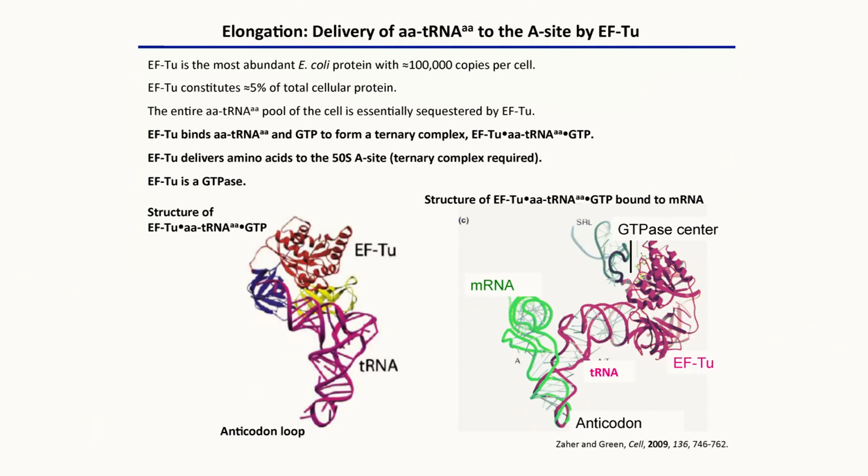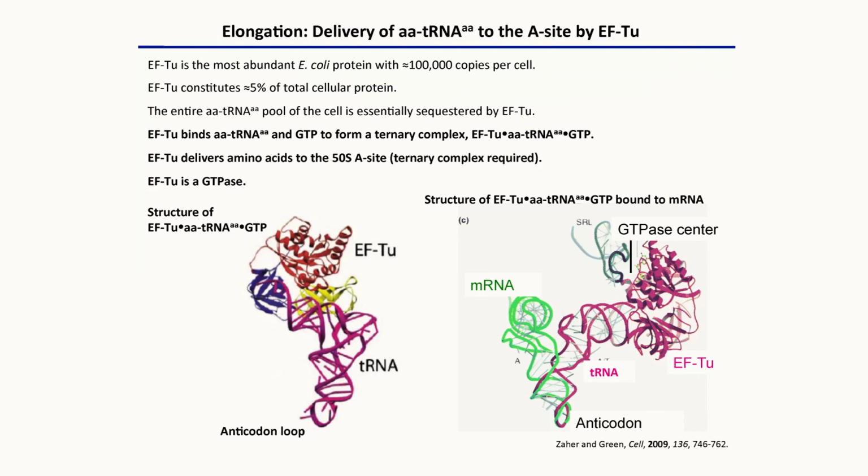So here is a depiction of the structure of a ternary complex. What we see is that we have a tRNA here, and here we have EF-Tu bound to the tRNA. So here's the anticodon loop. If we consider this structure of the ternary complex bound to mRNA, what do we see? We have an mRNA in green. Here's the tRNA and the anticodon end, and here's EF-Tu.